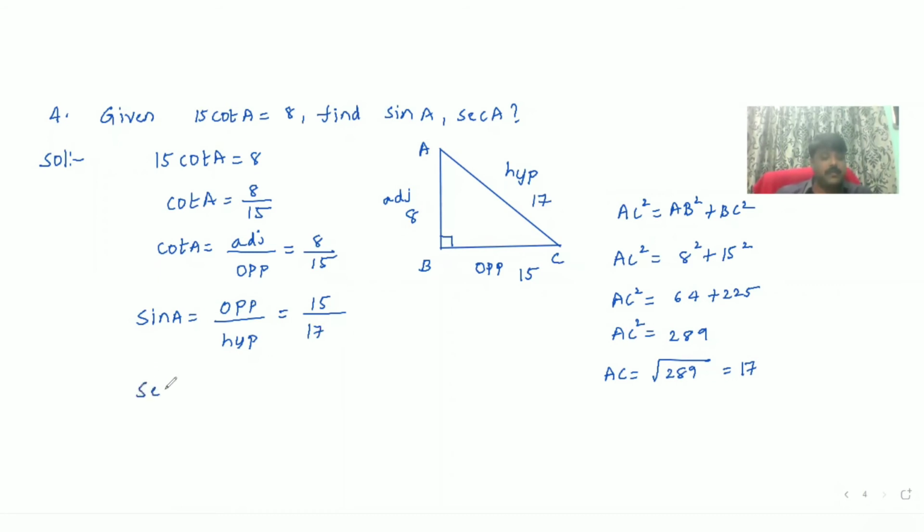And we are also asked to find the value of secant A. Secant A is nothing but hypotenuse by adjacent, as it is the reciprocal of cos. Hypotenuse we have as 17, by adjacent it is 8. Okay. Is it clear? Let us move on to the next problem.